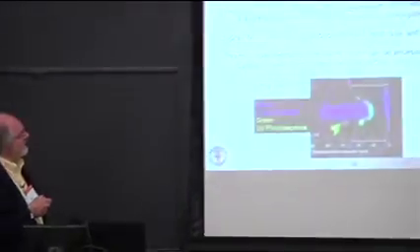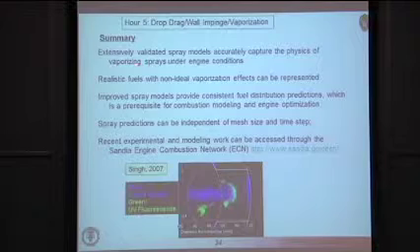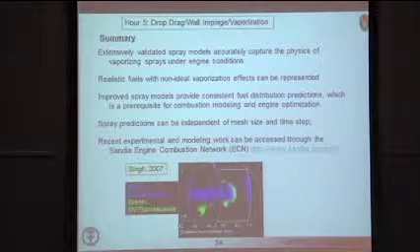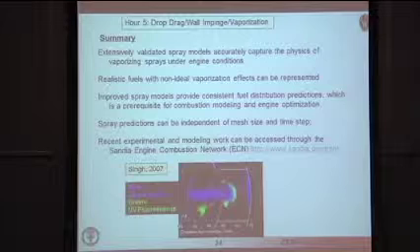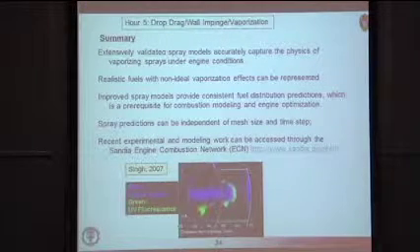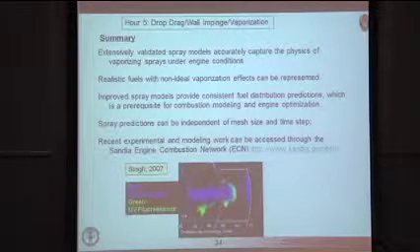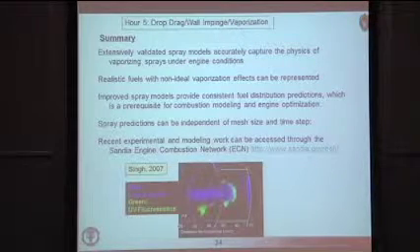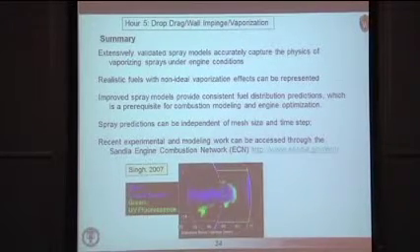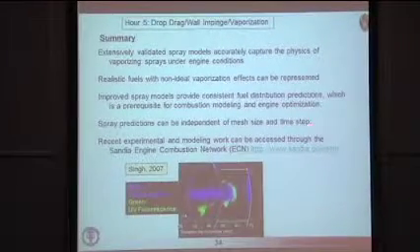All right. Okay. So to summarize this part of the presentation, there are pretty well validated spray models now available that capture most of the physics of vaporizing sprays, even under engine conditions. We can deal with realistic fuels with non-ideal vaporization. These spray models basically provide information about how the fuel is distributed in the engine. This is required then for combustion modeling, and if you want to actually use these models to optimize an engine. Spray predictions can be independent of mesh and time step.